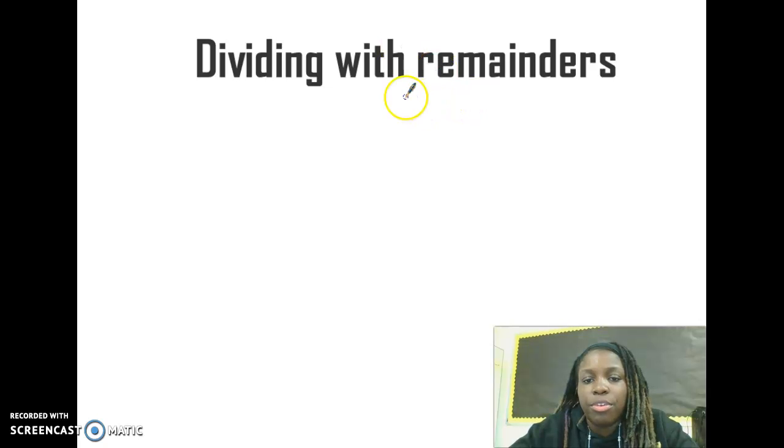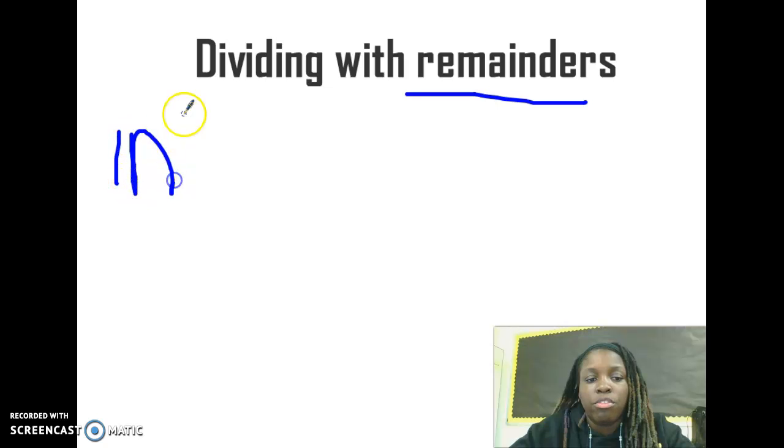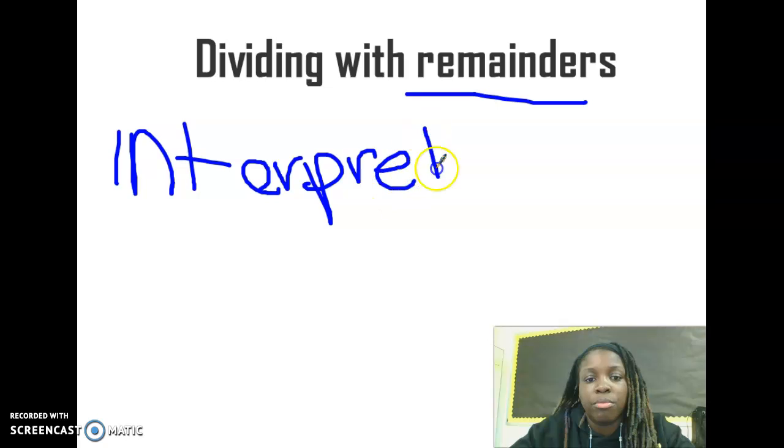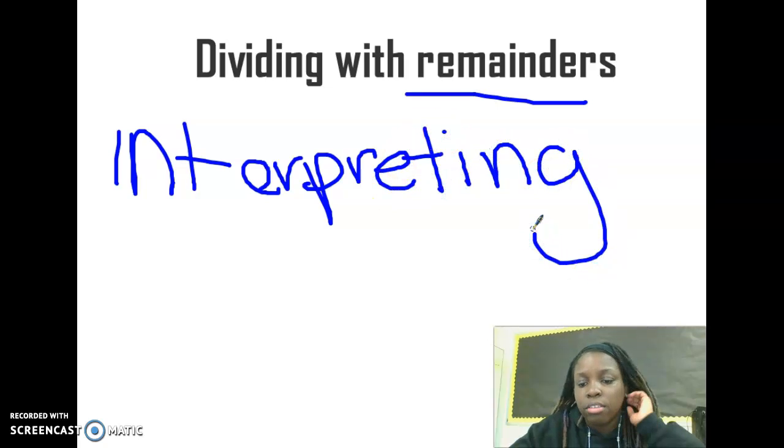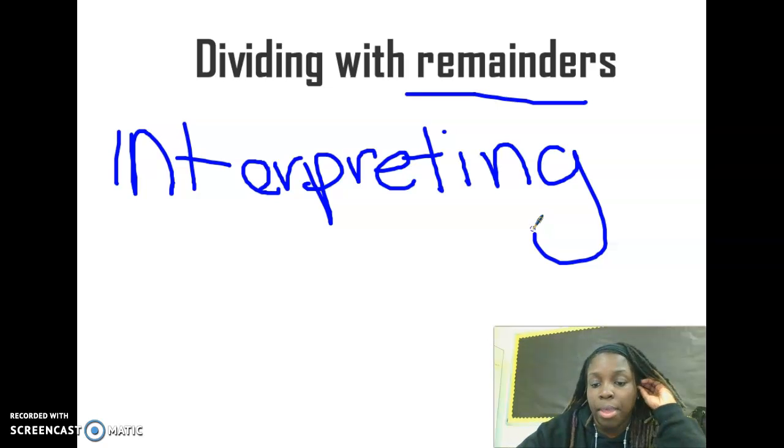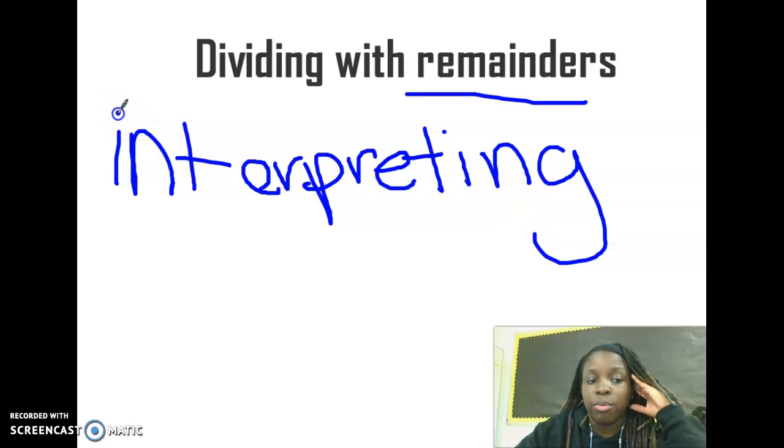All right, you guys. So today we're dividing with remainder. On Monday we talked about dividing, and today we're going to continue to divide with remainders. Also, we're going to be interpreting remainders. So not only are we dividing with remainders, but we're going to be interpreting a remainder. Interpreting a remainder means understanding what we are going to do with that remainder after we divide. So that's what we're going to look at.